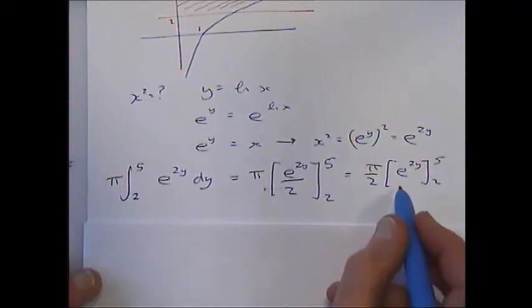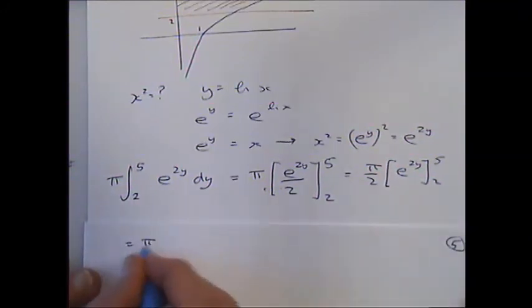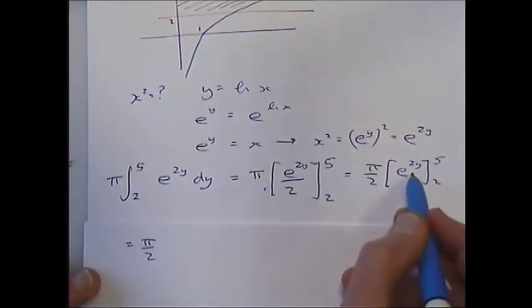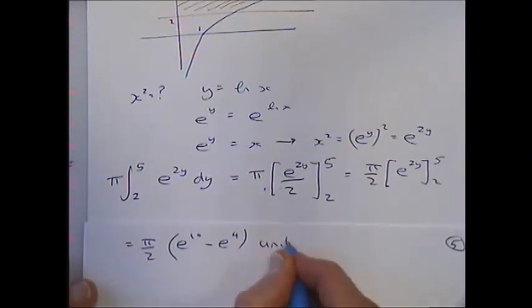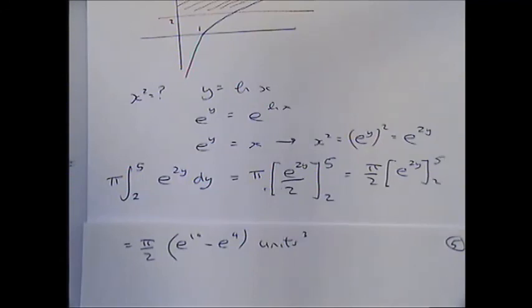So, substituting in, I've got my pi over 2, put a 5 in there, I'm going to get e to the 10, put a 2 in there, I'm going to get e to the 4, and that is my answer in units cubed. That's an exact answer. If they wanted you to give it to 3 significant figures, I've got down here that it's about 34,500 units cubed.